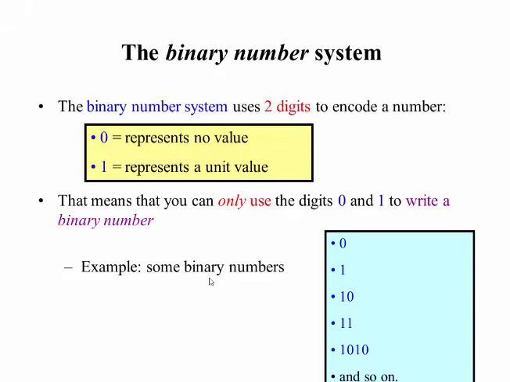The binary number system uses 2 digits to encode a number. 0 represents no value. 1 represents a unit value. That means that you can only use the digits 0 and 1 to write a binary number. Example, some binary numbers: 0, 1, 110, 111, 010, and so on.